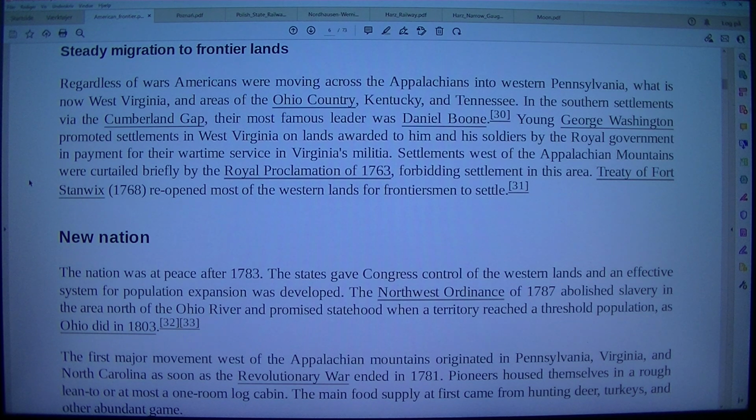The Treaty of Fort Stanwix, 1768, reopened most of the western lands for frontiersmen to settle.